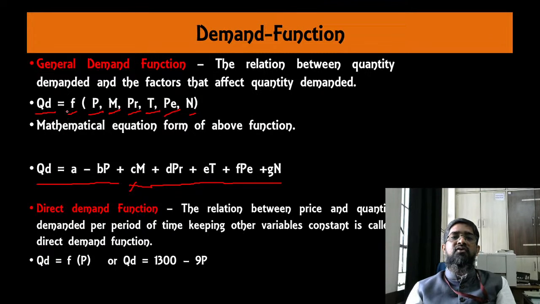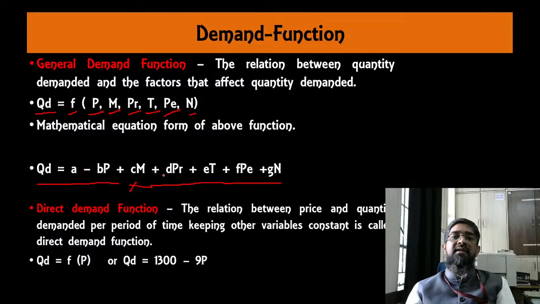ये फंक्शनल फॉर्म जो है इसको हम कन्वर्ट कर सकते हैं इक्वेशन में और इसको मेजरेबल बना सकते हैं, इसको मेजर कर सकते हैं. तो आप देख सकते हो QD इज इक्वल टू A जो है ऑटोनोमस डिमांड है ना, कांस्टेंट है, माइनस BP. B इज कोफिशिएंट ऑफ प्राइस और माइनस साइन मीन्स इनडायरेक्ट रिलेशन है क्वांटिटी डिमांड से, प्लस CM. C is the coefficient of money income and here sign is plus, which means income has positive impact on quantity demanded.